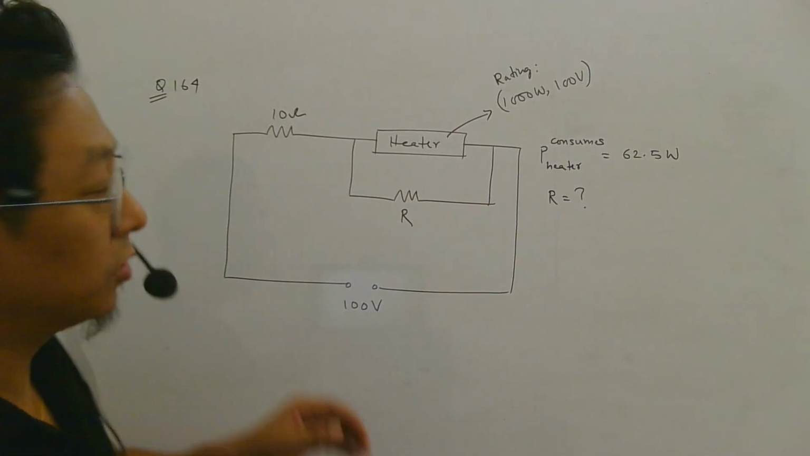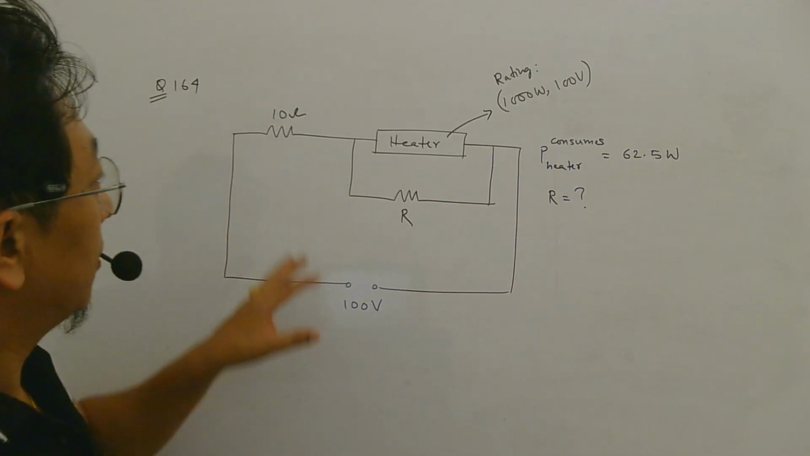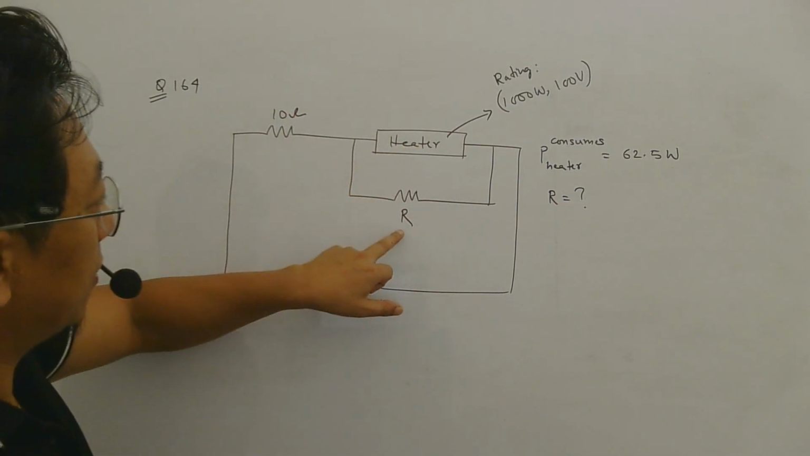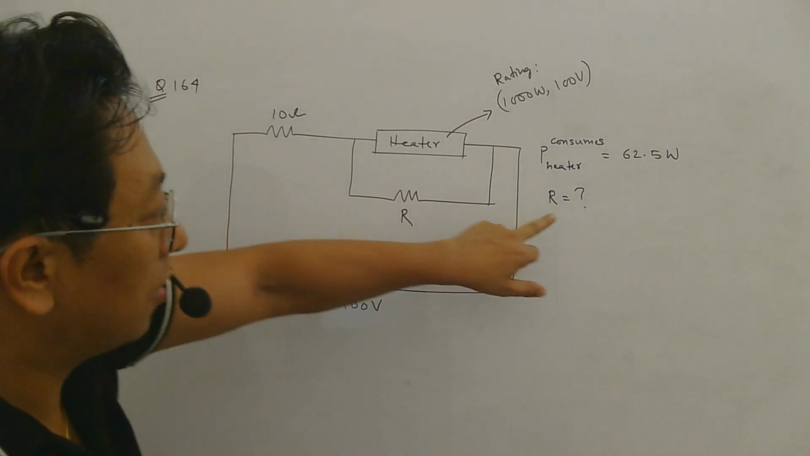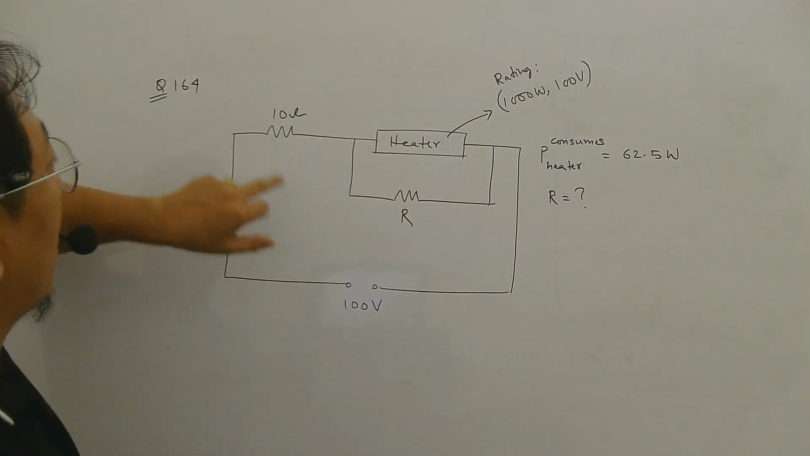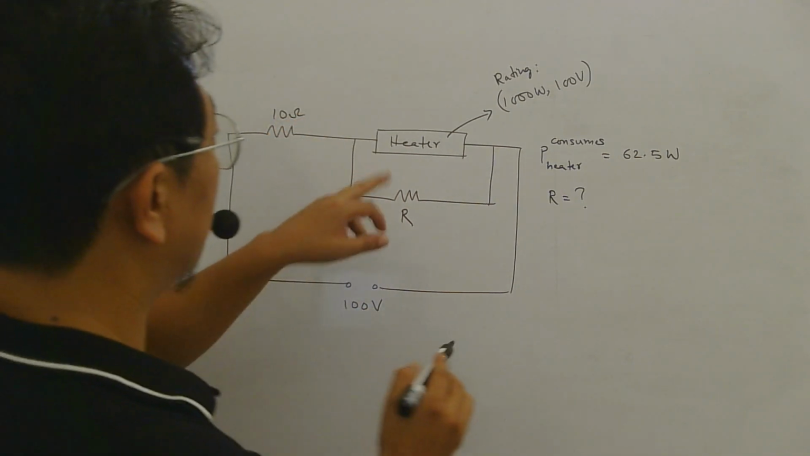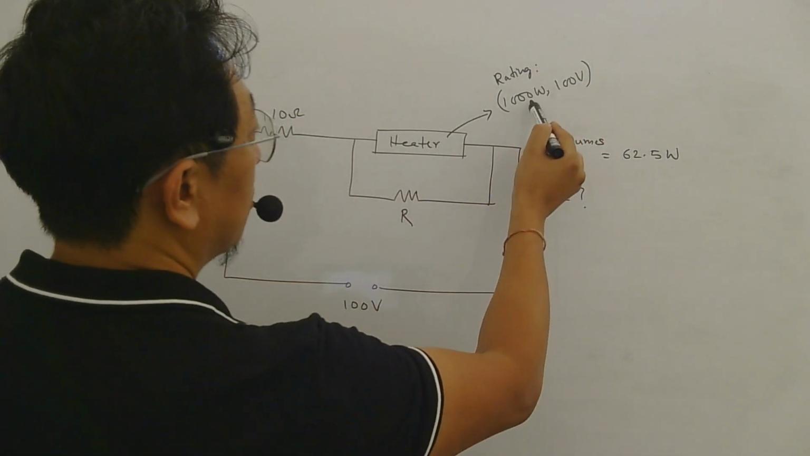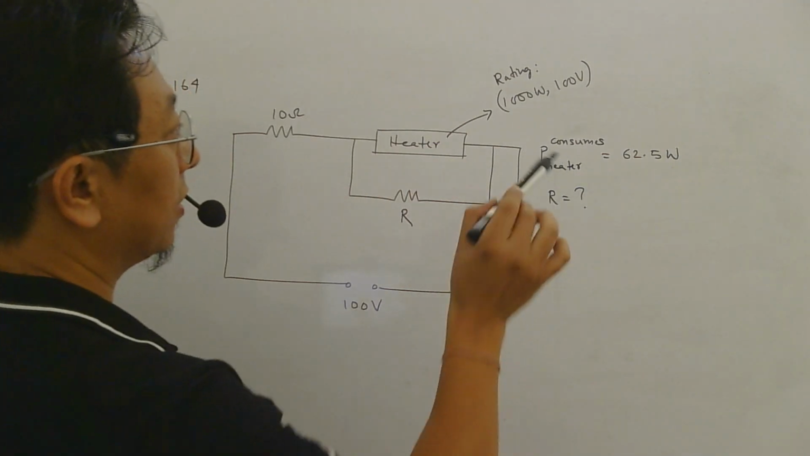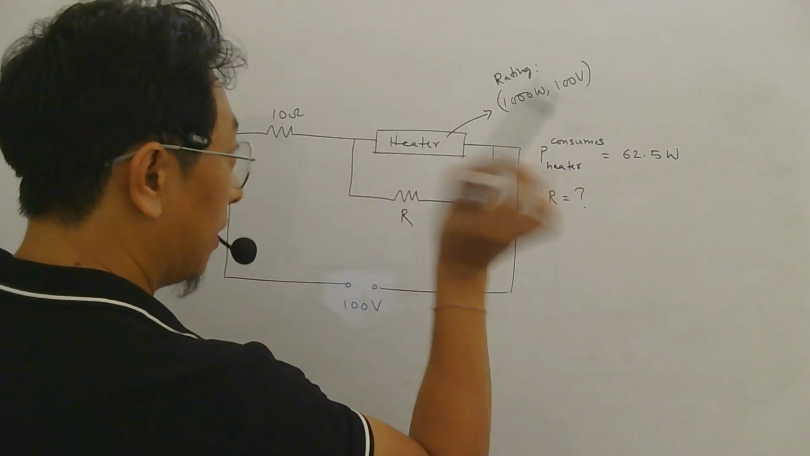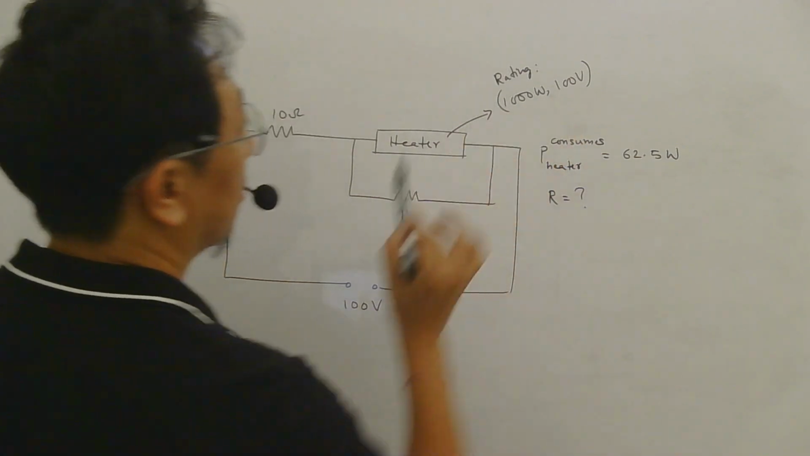So now see this question number 164. So here is the circuit. There is a heater. In parallel to heater there is an unknown resistance whose value we have to find. And here the resistance is 10 ohm. And the heater has a rating of 1000 watt 100 volt, meaning if you apply 100 volt to this resistor, then it will consume this power.